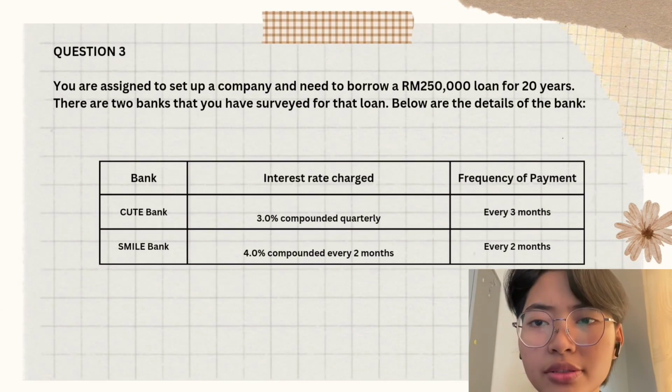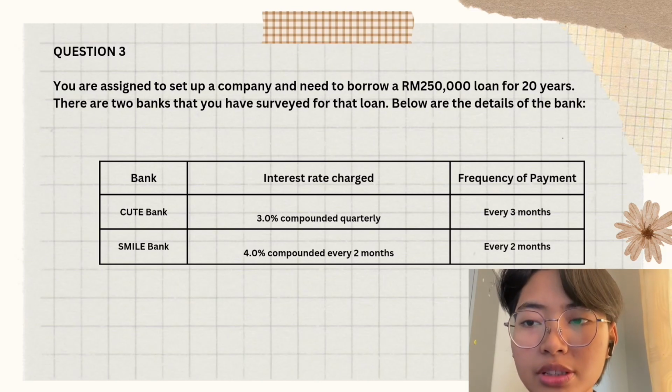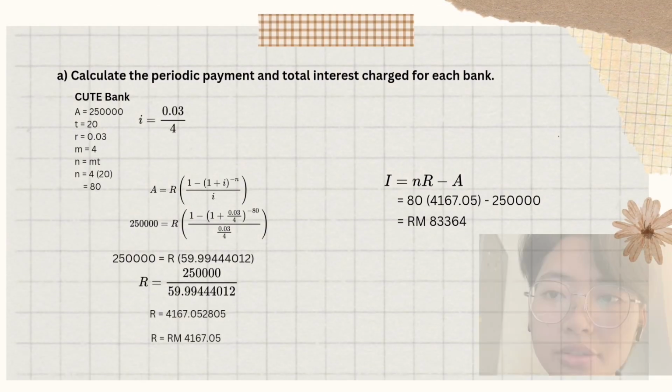Question 3. You are assigned to set up a company and need to borrow an RM250,000 loan for 20 years. There are two banks that you have surveyed for that loan. Below are the details of the banks. Cube Bank: 3.0% compounded quarterly, frequency of payment every 3 months. Smile Bank: 4.0% compounded every 2 months, frequency of payment every 2 months. Calculate the periodic payment and total interest charge for each bank.